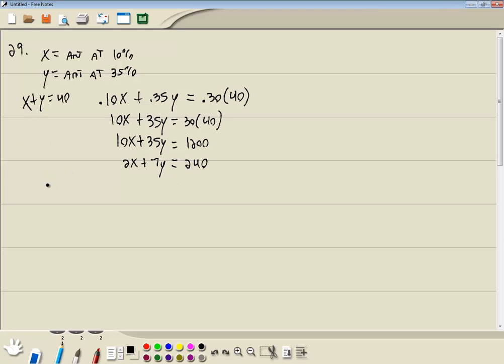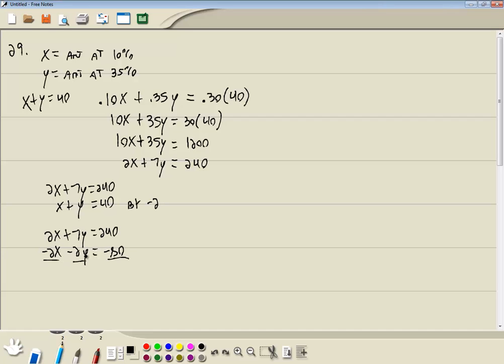So probably an addition method. We got 2x plus 7y is equal to 240, and we got x plus y is equal to 40. I'll get rid of the x, I guess. So I'll multiply this by negative 2. So we got 2x plus 7y is equal to 240. Negative 2 times x is negative 2x. Negative 2 times y is negative 2y. Negative 2 times 40 is negative 80.